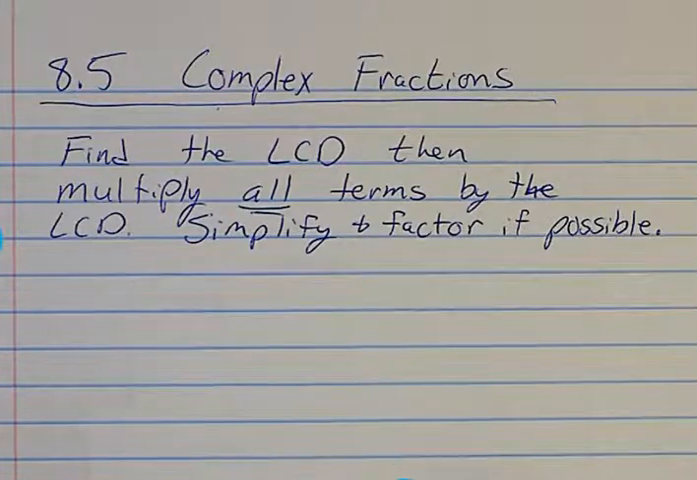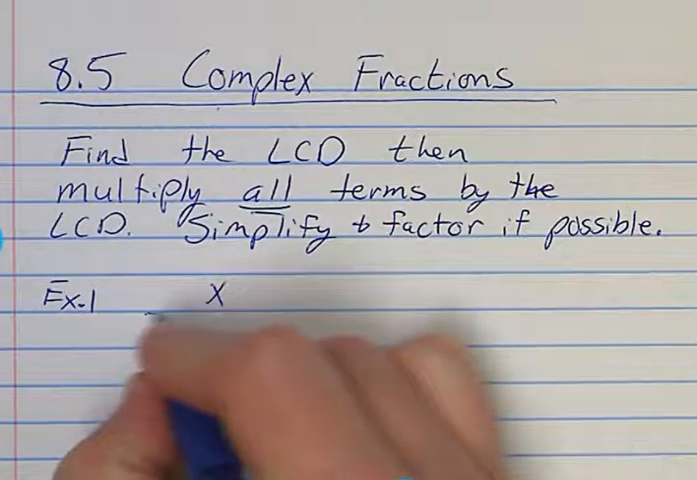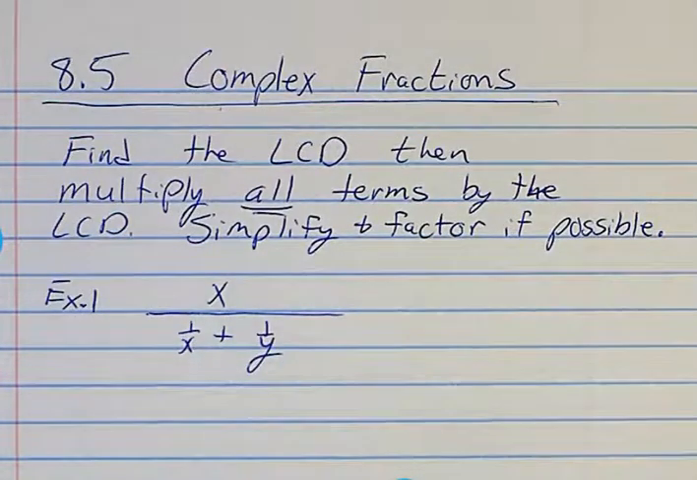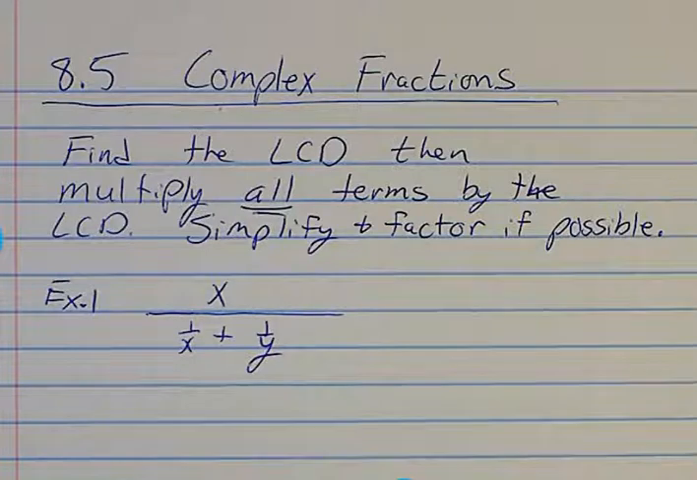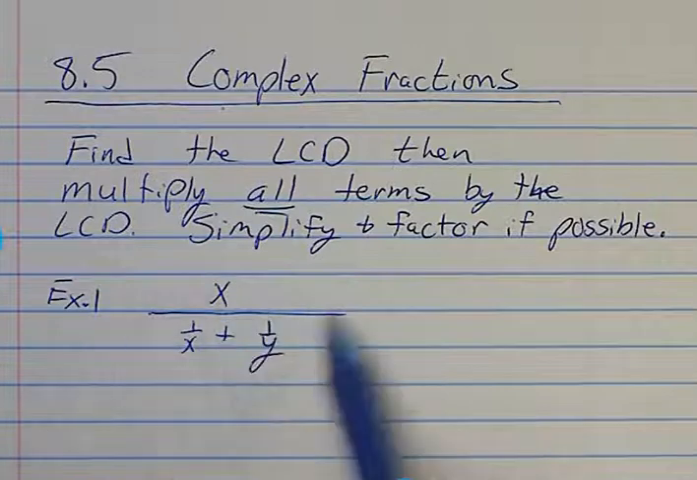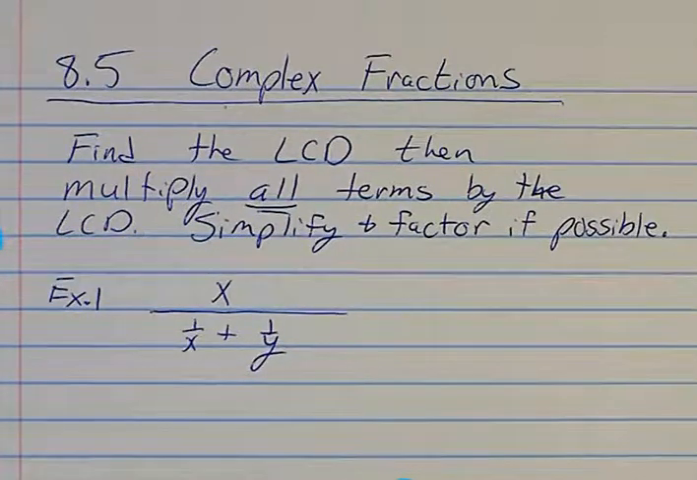So, alright, let's give you a couple examples just so you can see what we're looking at here. Example 1, we're going to do with x over 1 over x plus 1 over y. What makes it complex is that you've got a fraction inside a fraction. You've got x on the top part, and on the bottom part you've got 1 over x and 1 over y. So that's what complex fractions look like: a fraction inside a fraction. It just makes it that much more complex.